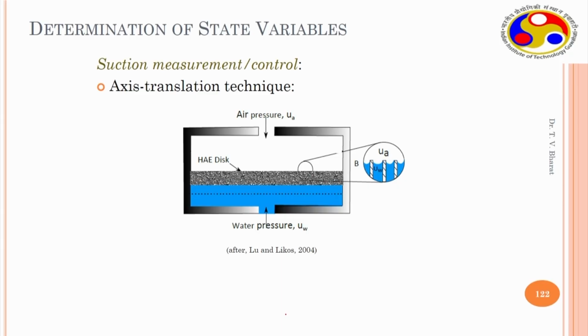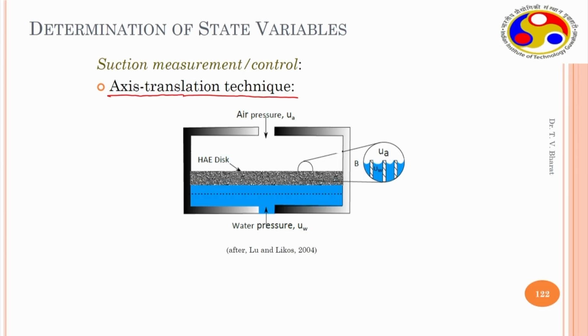You have another technique that is developed taking the inspiration from tensiometer. The technique is called axis translation technique. Actually, the name itself indicates the principle behind the technique. In this axis translation technique, you have an air entry disc similar to the tensiometer, and in a closed chamber, thick vessel, one top is connected to the air pressure valve and another one is connected to the water pressure valve at the bottom.